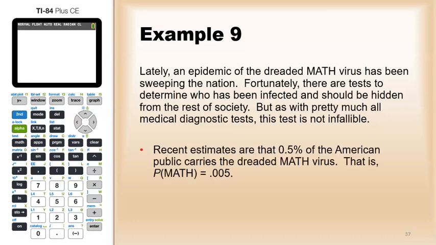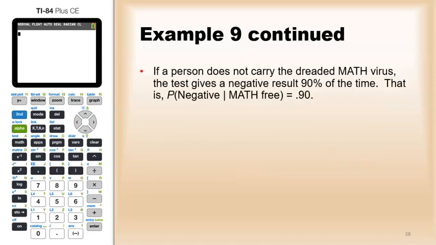Some key points. Recent estimates are that about 0.5% of the American public carries the dreaded math virus. That is, the probability of math is 0.005. If a person does not carry the dreaded math virus, then the test gives a negative result about 90% of the time. That is, the probability you'll get a negative result given you don't have the math virus is 90%.